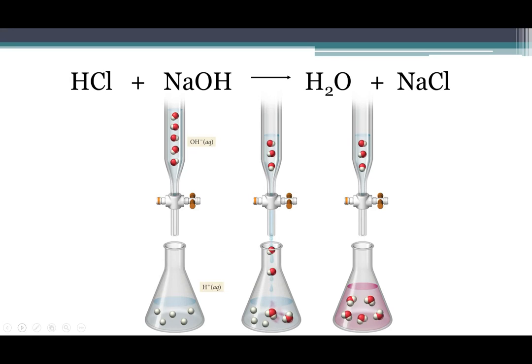So here's the process of a titration. We're going to mix hydrochloric acid with sodium hydroxide, and then in this beaker, we're going to have water and sodium chloride, okay? In this particular experiment, we've got some different glassware I'm going to talk about. This glassware right here is called a burette.